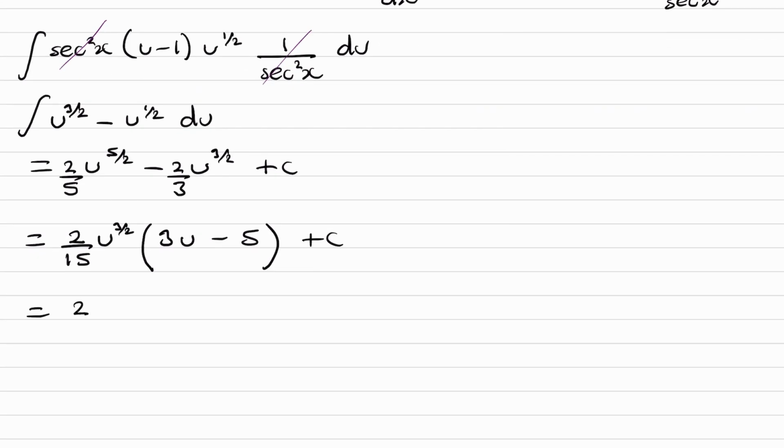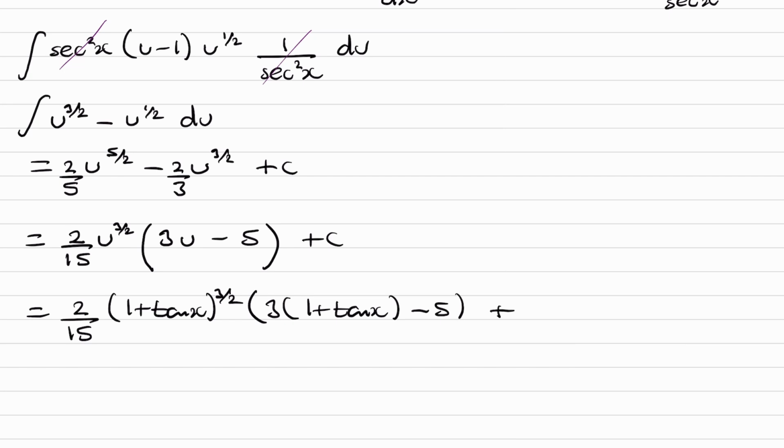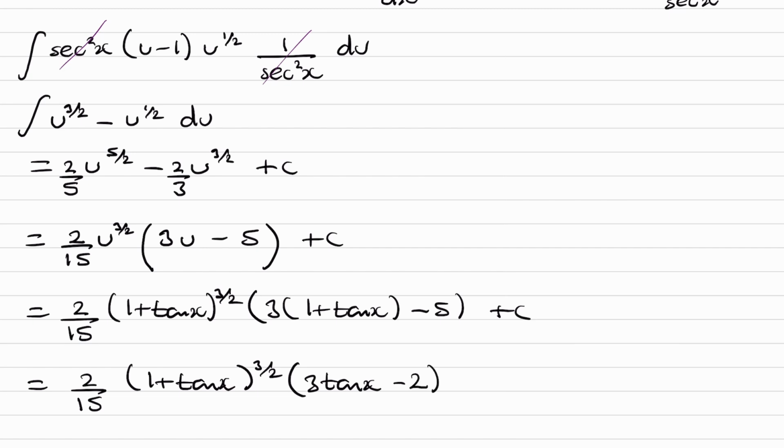So 2 over 15, 1 plus tan x to the power of 3 over 2, 3 times 1 plus tan x, minus 5. So let's just tidy this up a bit. 2 over 15, 1 plus tan x to the power of 3 over 2. And then we can simplify this bracket that we have here. So the 3 times tan x would just be 3 tan x. And then we have 3, those two make 3, minus 5, which is just minus 2 plus c.